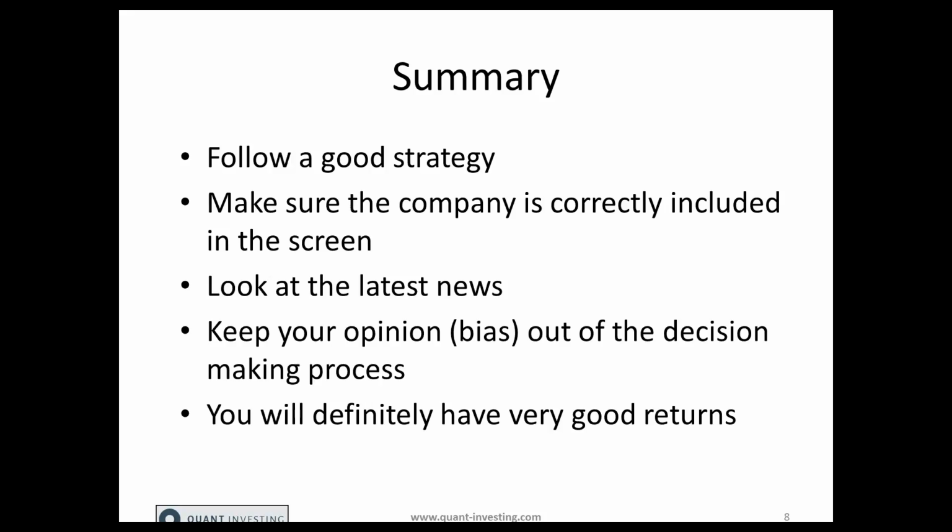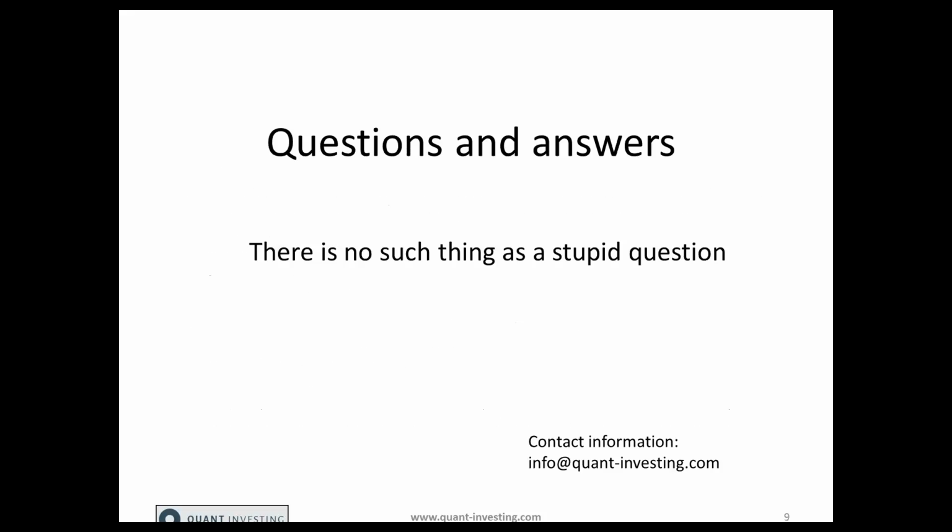Before we go to questions, just a summary of what I've quickly gone through in this webinar. If you follow a good strategy, you make sure that the company is correctly included on the screener. So in other words, no record earnings or anything. You look at the latest news to see that nothing has changed in the meantime. And you keep your biases out of the equation. You can't have anything else but have really good returns. That's the end of this webinar, and I will now take any questions you may have.